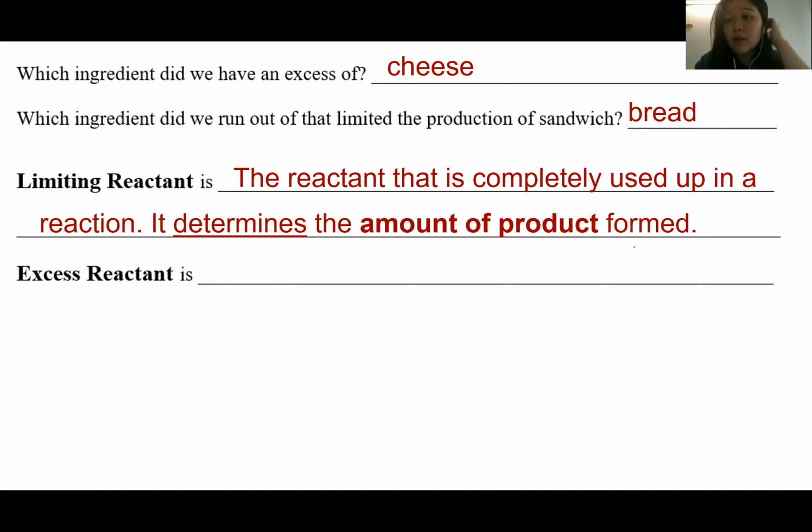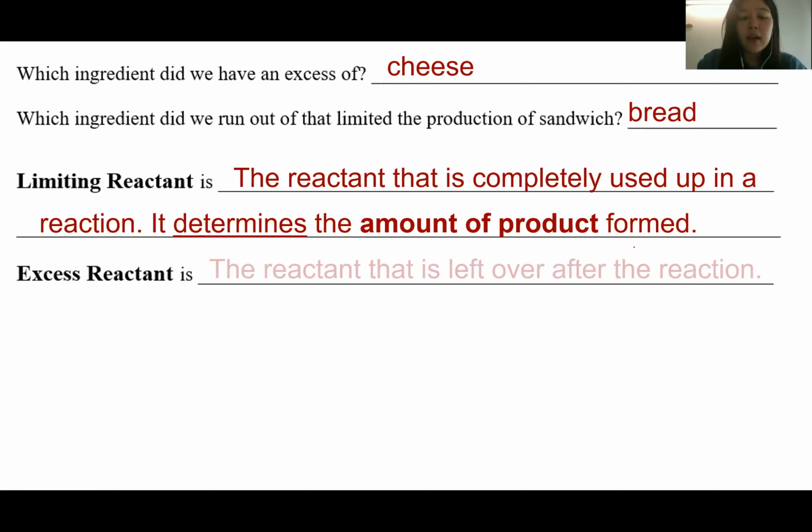So we ran out of the bread, and because we had 6 slices of bread, we were able to make 3 grilled cheese sandwiches. The excess reactant is the reactant that is left over after the reaction, and that was the cheese in this example. So we're going to use this concept of limiting reactant in chemical reaction equations.